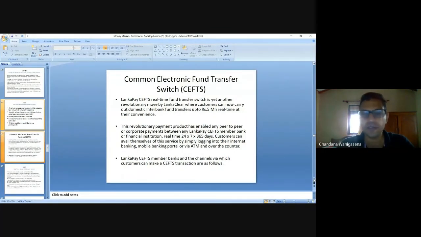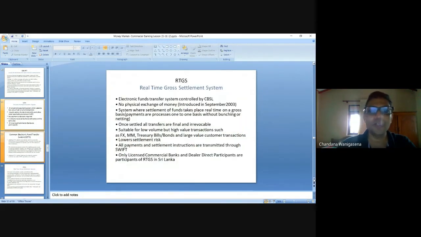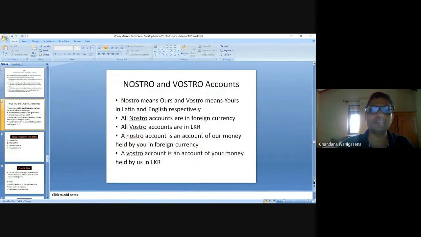So if not, it is effected on the following day. But SEFT is a more real-time transaction. It is getting updated in real time. So Lanka Pay is the one who is operating and managing this. So it is available 24/7, 365 days. Most people who pay with their credit cards from other banks use SEFT. Also, for small value transactions, you can use this.